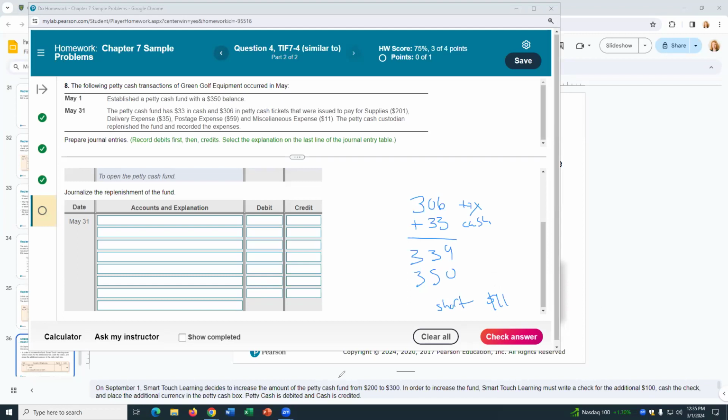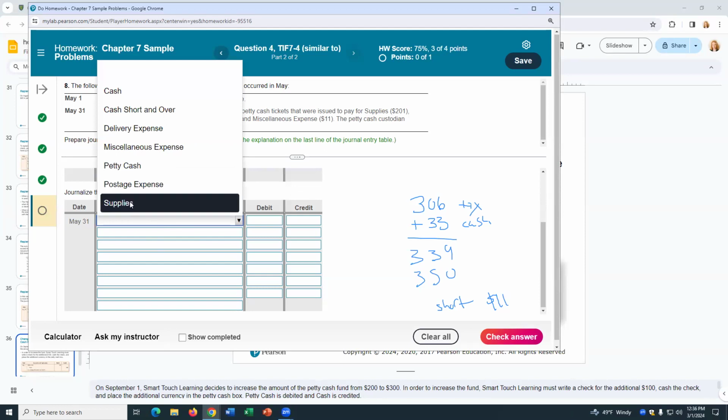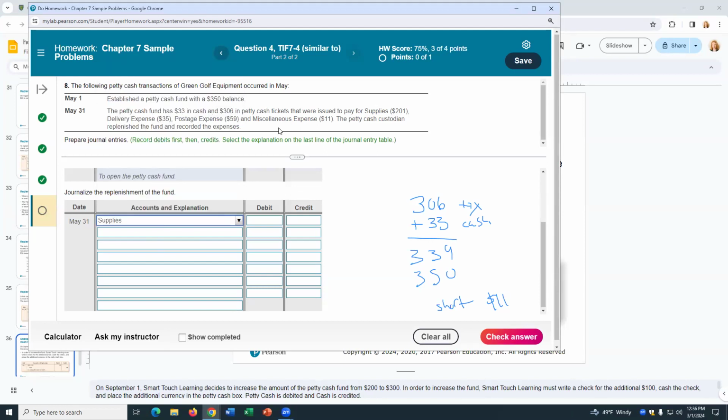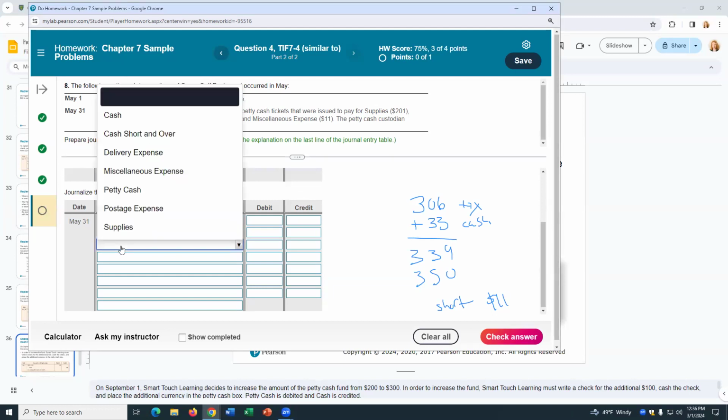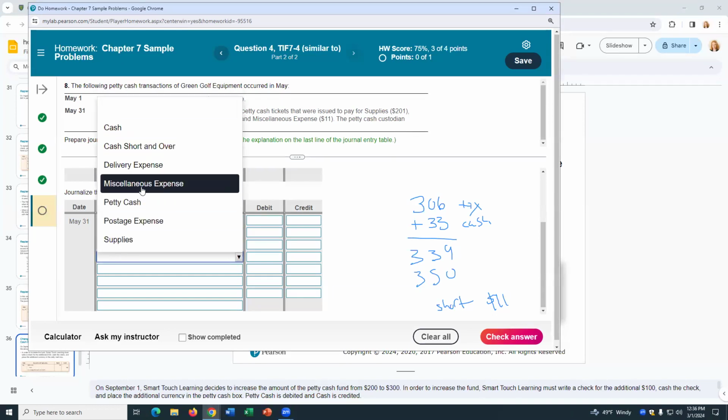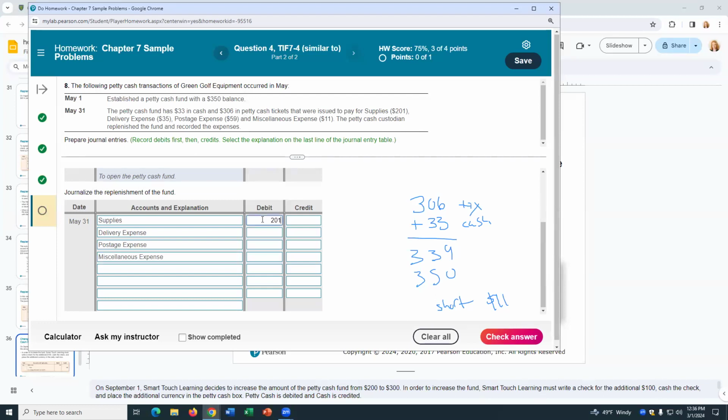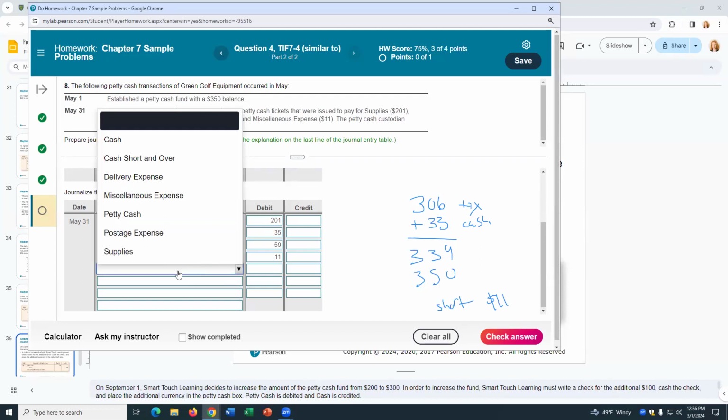All right. So then to make our entry to replenish this, we are going to debit which accounts? Yep, so the supplies, delivery expense, postage, and miscellaneous. Yep. For the amounts that we had up here. And then, yep, cash over and short. Since we're short, it's going to be an expense.